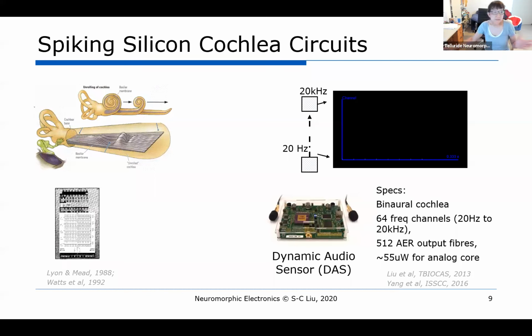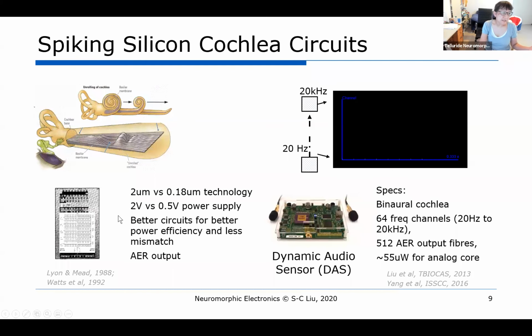So what's the difference between the cochlea that was built in 1988 versus the current one? Well, first there's a change in technology, CMOS scaling. We have 2 micron versus 0.18 micron technology. The power supplies can be lower now, going from 2 volts down to 0.5 volts, which helps in reducing the power consumption of the chip.